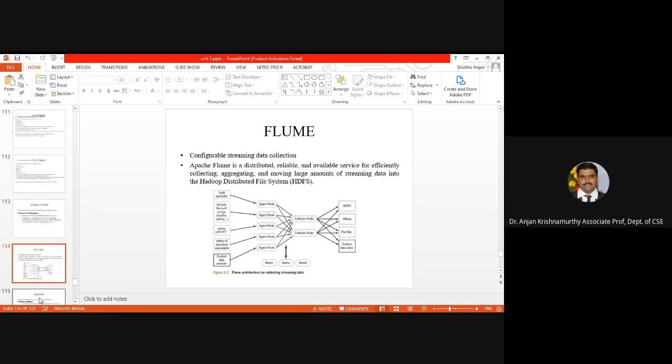Then you have another technology called Flume. Flume is basically a technology which is used for configuring streaming data applications. Flume is a distributed, reliable, available service for efficiently collecting, aggregating, and moving large amounts of streaming data into the HDFS system. As you know, Hadoop is used for streaming data analytics. One of the tools under Hadoop which is used for such services is Flume.